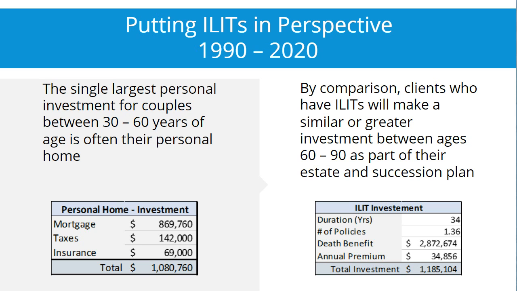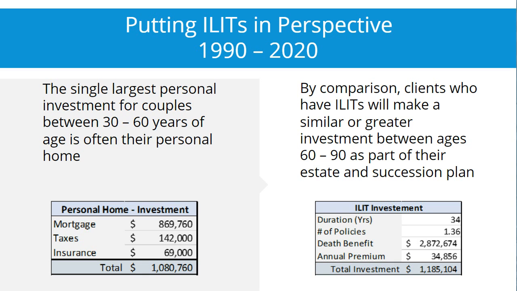But first, I would like to just put ILITs into perspective. Especially those that were created between 1990 and 2020. I think most of us would agree that the single largest personal investment for many couples between age 30 and 60 years is often their personal home. The mortgage payment on a $400,000 home, along with the property taxes and homeowners insurance for 30 years, will exceed $1 million. And when you add repairs, maintenance, and upkeep, the number is even greater.